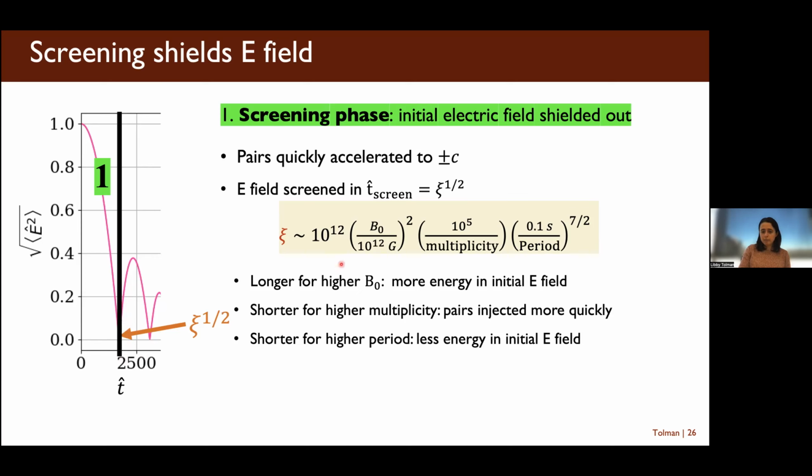If we refresh our memory of the definition of this parameter, we can see that the screening time is longer for higher initial magnetic field strengths. This is because a pulsar with a higher initial magnetic field will have more energy in the initial electric field, making it more difficult to screen out. We see that the time is shorter for higher multiplicity. This is because pairs are injected more quickly and can more effectively screen out the field. We'll see that the time is shorter for higher period, and this is because less energy is in the initial electric field for a higher period pulsar.